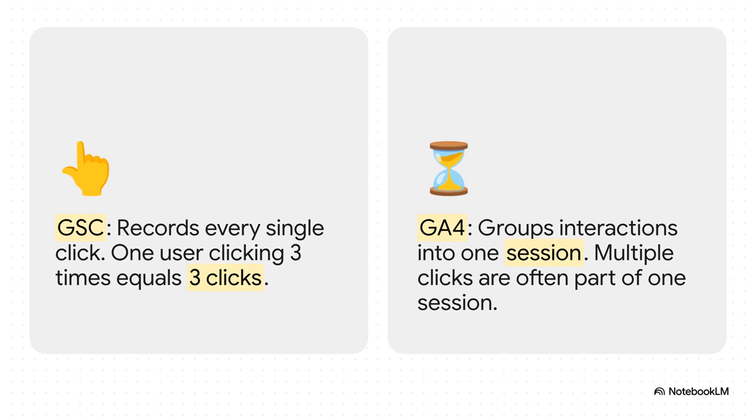And this one is a huge reason for the difference. Picture this. A user Googles something, clicks your link, decides it's not quite right, hits the back button, and then clicks your same link again 2 seconds later. To Google Search Console, that's 2 separate clicks. Simple as that. But GA4 is way smarter. It recognizes that this is probably the same person doing the same thing, and it groups both of those clicks into one single session. Right there. That's why GSC's numbers are almost always going to be higher.